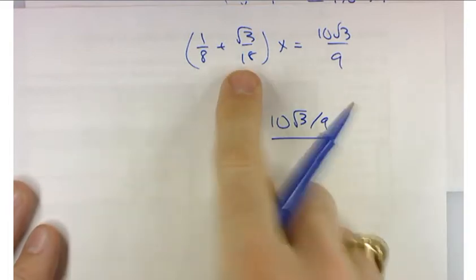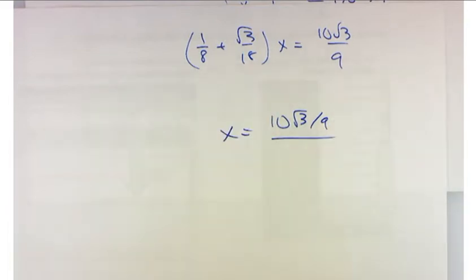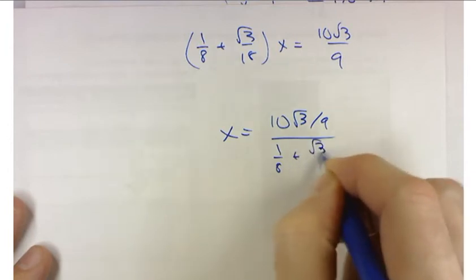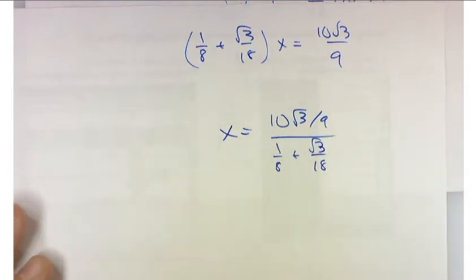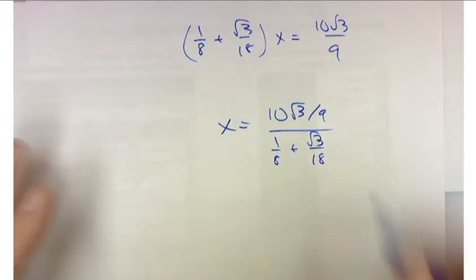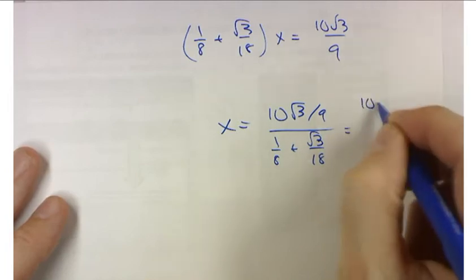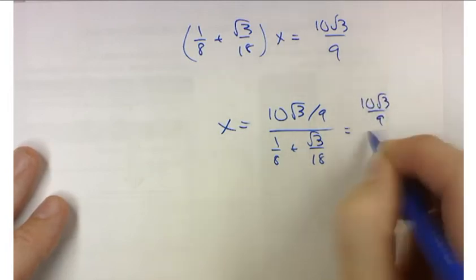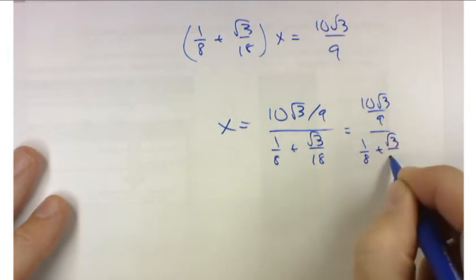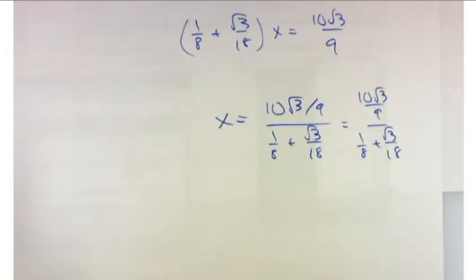If we divide both sides by this number here, 1/8 plus square root of 3 over 18. Ooh, that's a really mighty ugly looking number there, isn't it? You could probably clean it up. This isn't an algebra class. I'm not going to really fuss about it. Let's see if we can get a numerical value.